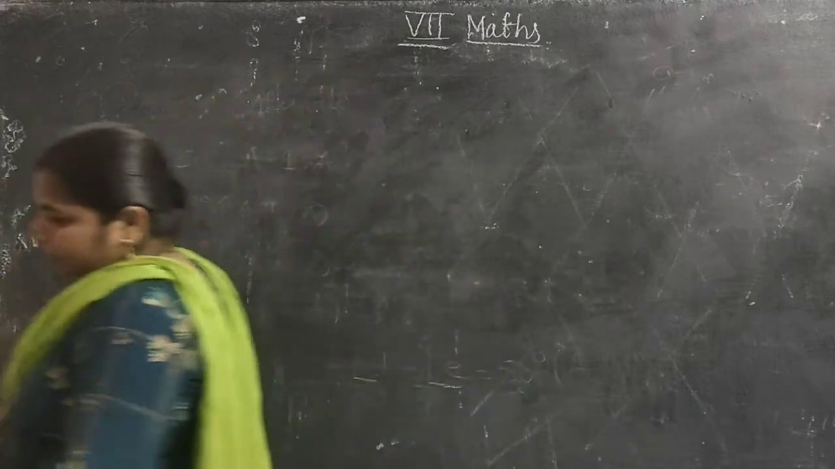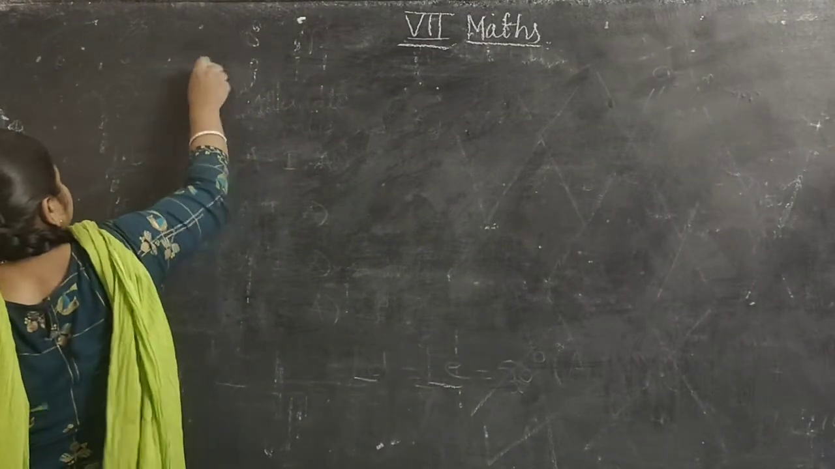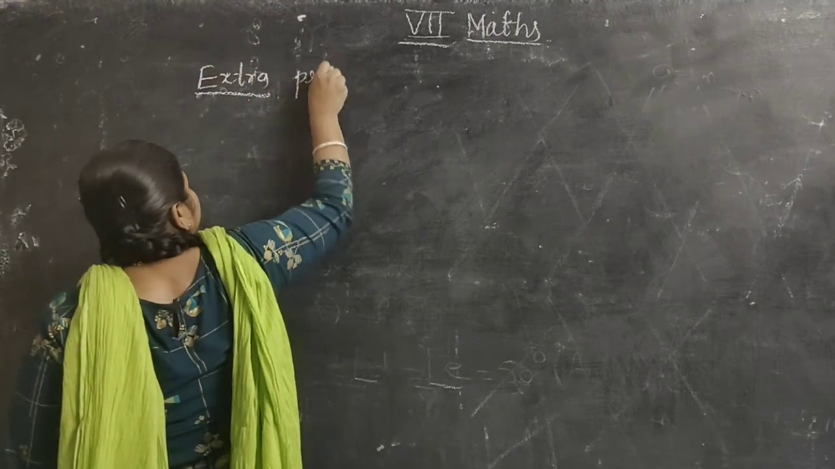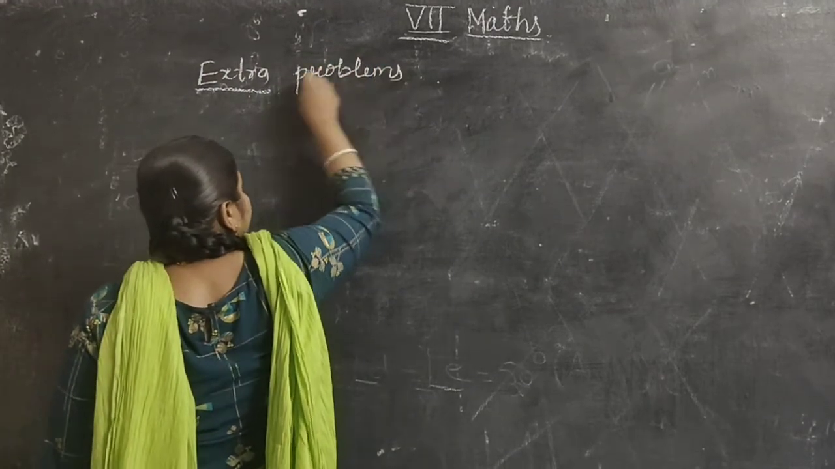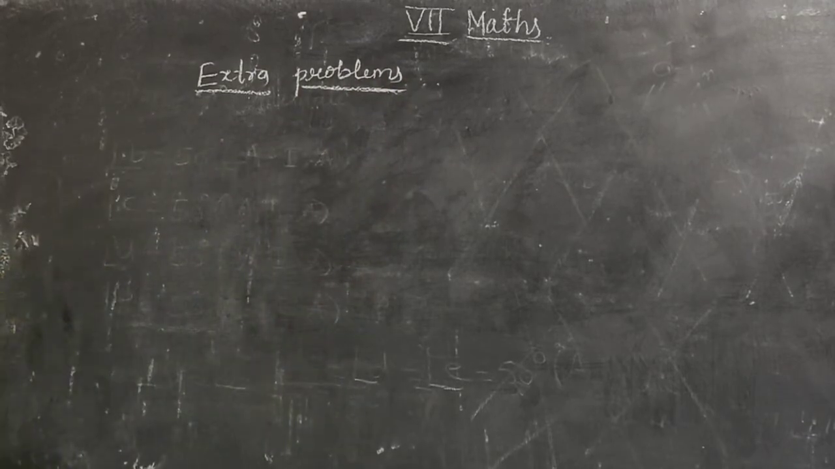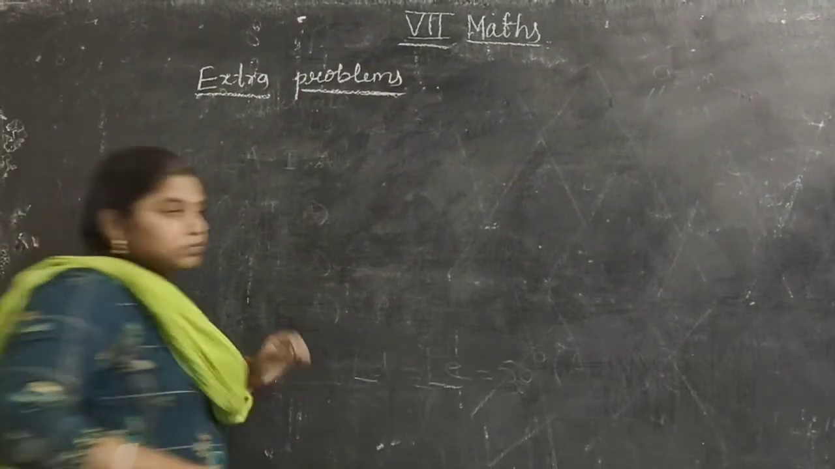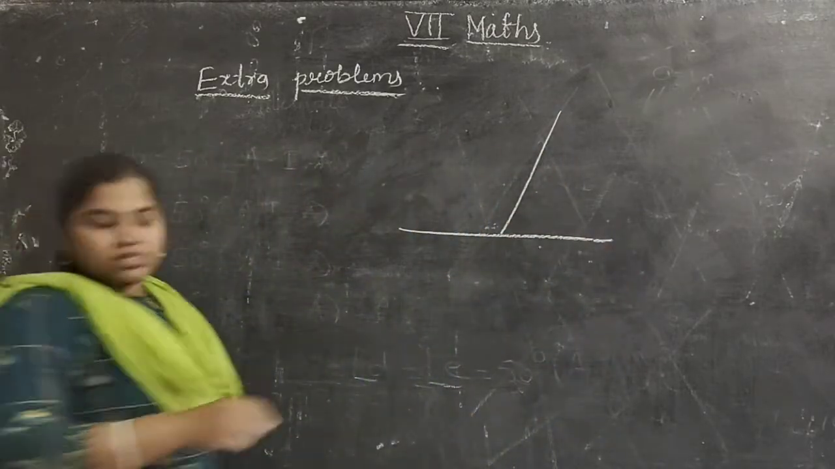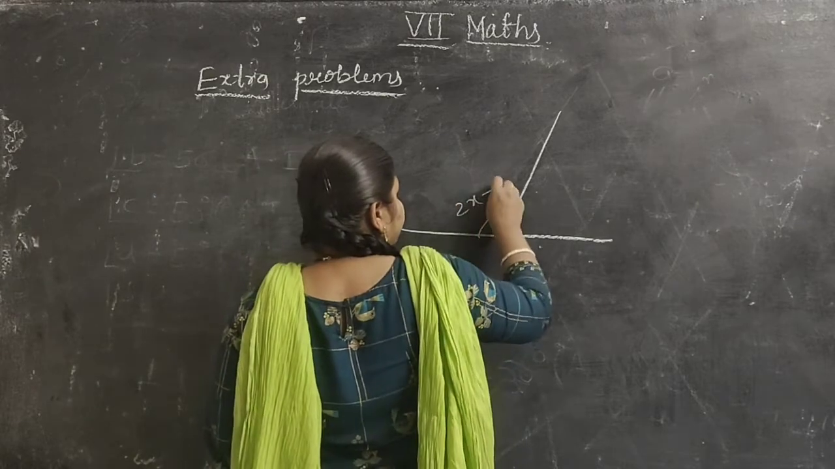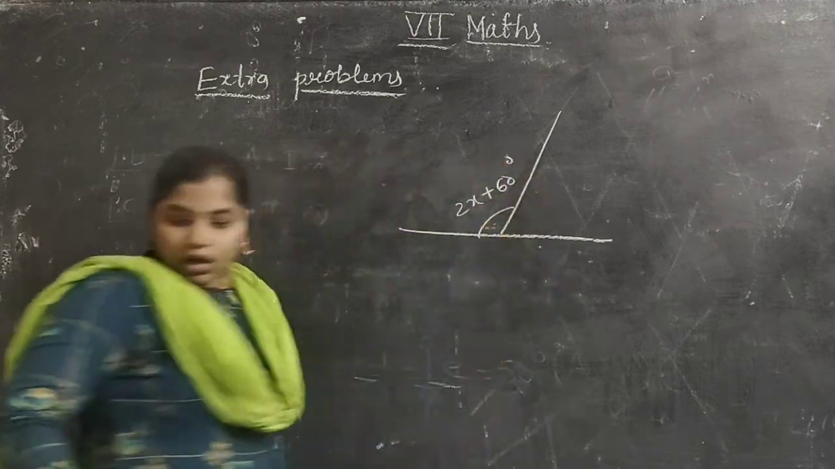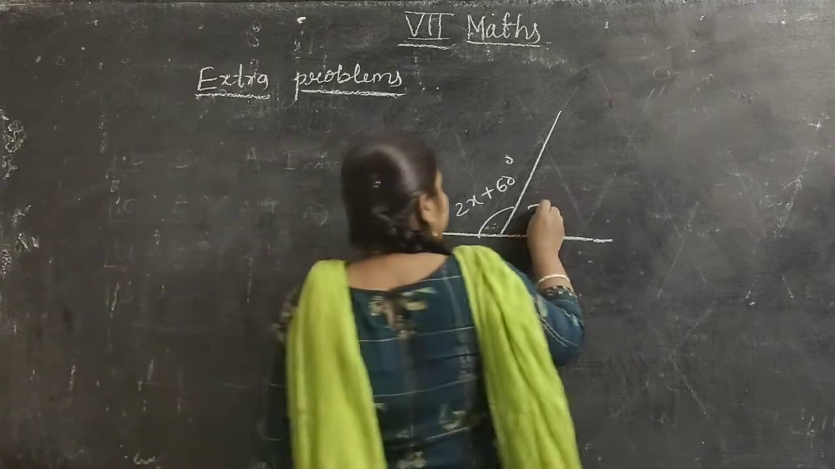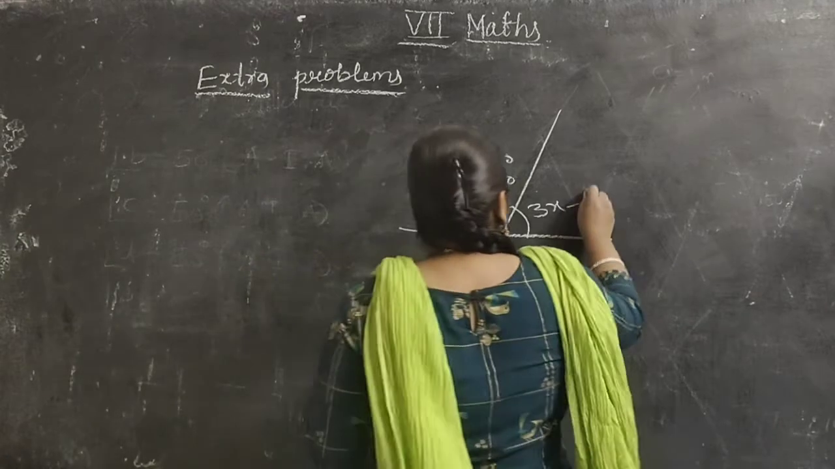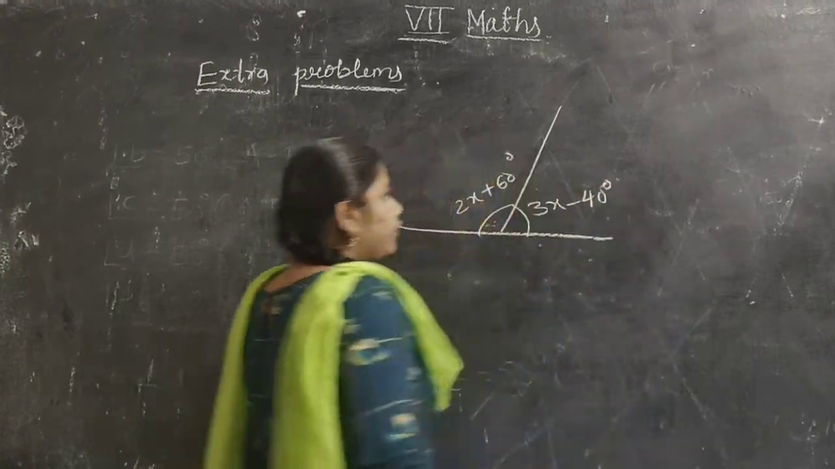So these are the extra questions. What is the first one? The figure is like this, and this angle is 2x plus 60 degrees, and this angle is 3x minus 40 degrees. So we have to find the x value here.